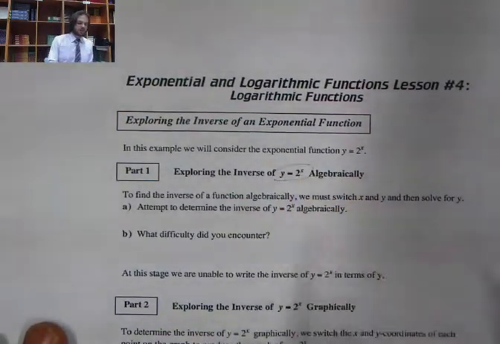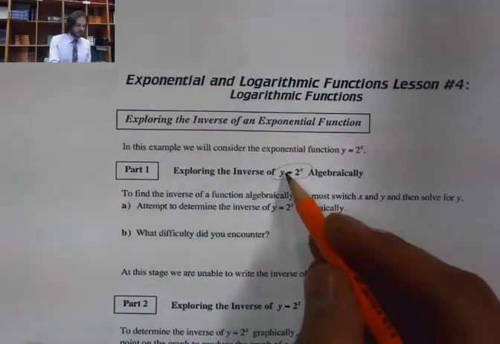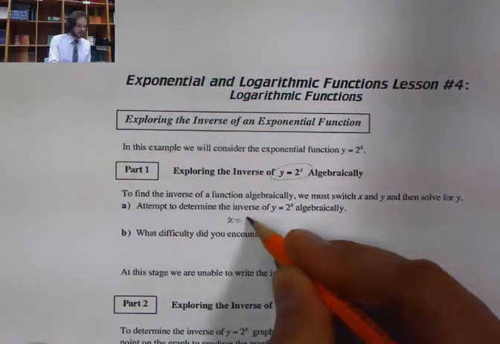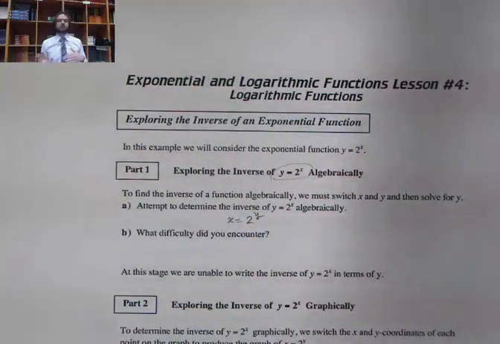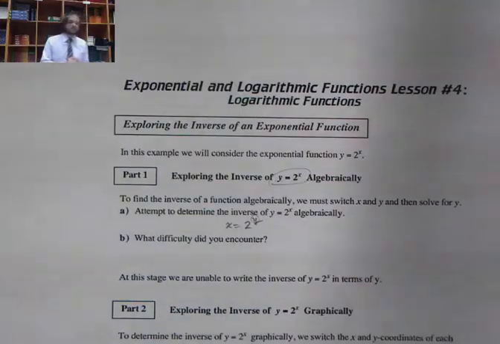Now, let's try and find algebraically the inverse of that. So first we have to switch my x and y. So I end up getting x is equal to 2 to the y, because inverse means we swap x and y's. Now, I'm running into a little bit of a problem, aren't I? Now look at this. How do I isolate that y by itself? I can't. It's an exponent.